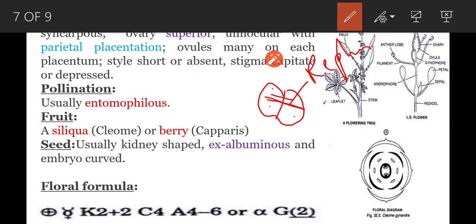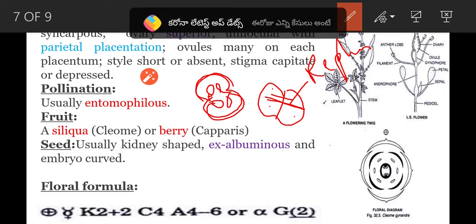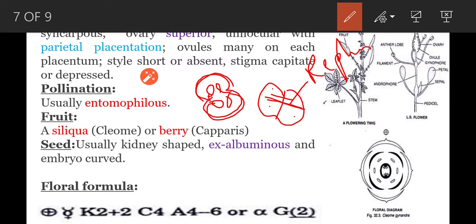Okay, next, ovules are many. A number of ovules are present on the placenta. Actually, placentation is parietal placentation. That means where the carpels are fused, their placenta is present. This is a carpel and this is another carpel. These 2 carpels are fused on their margins. On the fused margins, placenta is developed. On the placenta, ovules are present. Such placentation is called marginal placentation, parietal placentation.